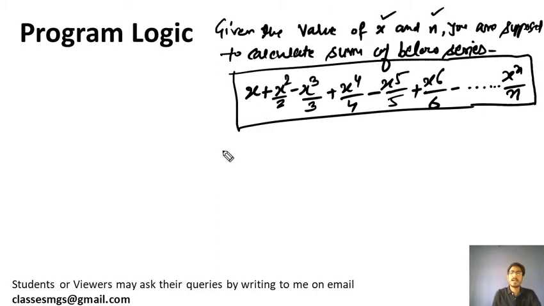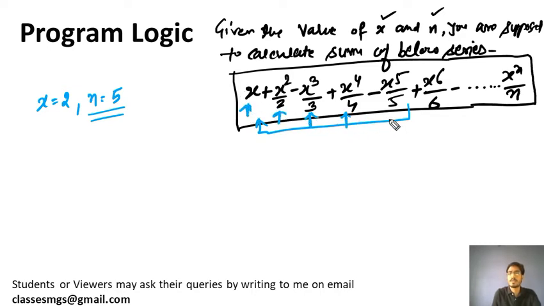I have already shown you how to solve such series in my previous videos, but for new students I am telling you in summary how to calculate the value of this series if the x value and n value are given. Let's suppose x is 2 and n is 5. Then how will this series be solved? This series will go up to n equals 5. That means 5 terms of this series will come: 1 term, 2 terms, 3 terms, 4 terms, 5 terms.